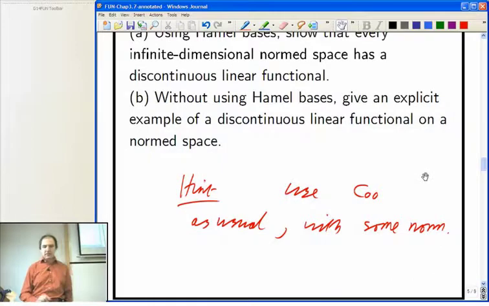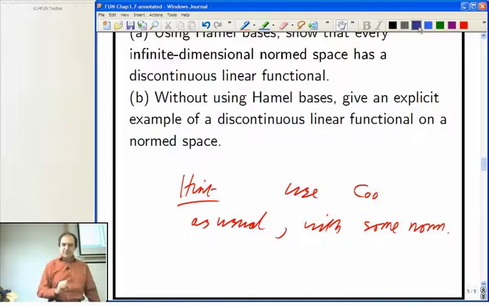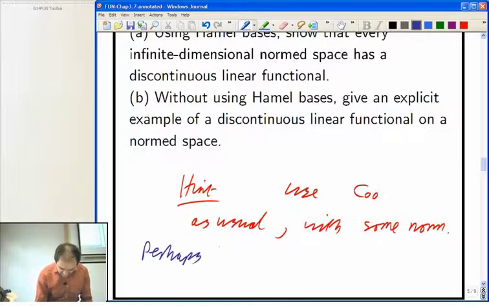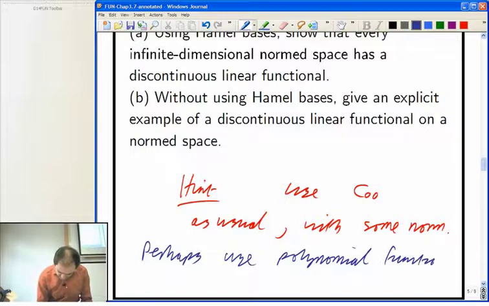And then I said use C00 in order to get an explicit example of a discontinuous linear functional. In a way, you're almost cheating there and almost using Hamel bases. If you really want the Hamel bases to become sort of invisible, you should think of C00 as polynomials. So perhaps use polynomial functions, again with some suitable norm.